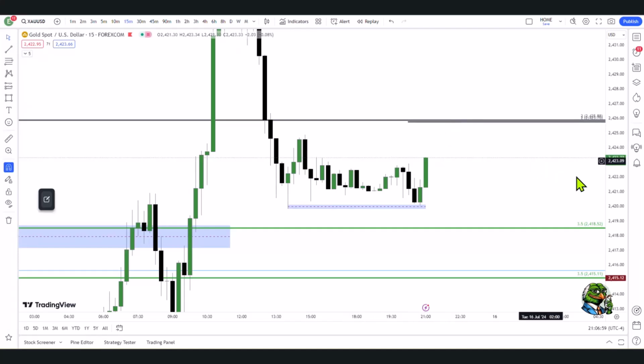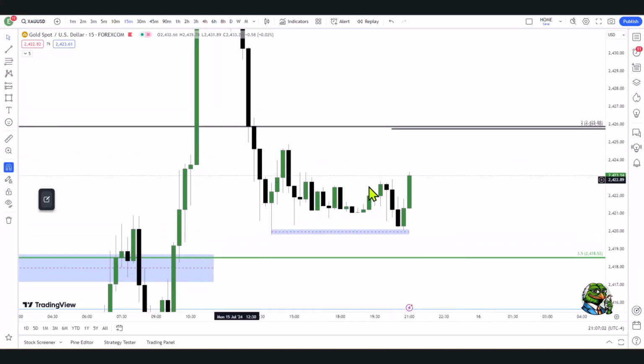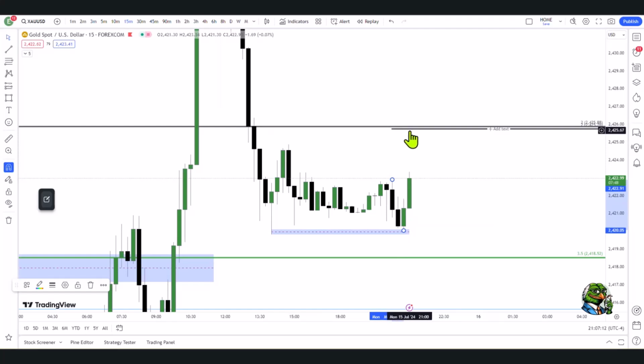How did I get that target? Well, quite simple. I took the low and high of that dump and projected it up the same range, and that comes into that level there, 2425. Now, I've shown you how to do this previously. You just got to measure. Let's just do it manually. This high and this low, we can just draw a box.